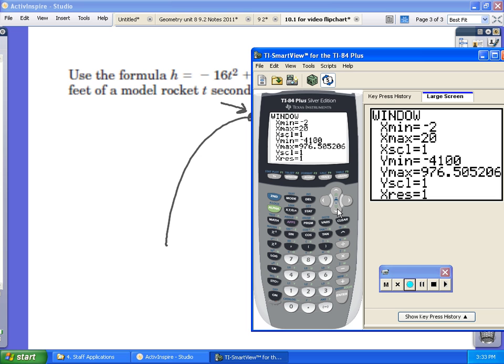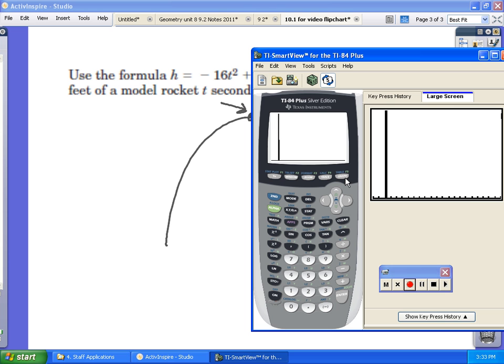Now for my y minimum, I don't need to see when the rocket is below the x-axis because that would be negative height. So I'm going to make that -5. And we'll make the y max 1,000. If I hit graph, let's see what it looks like. And that actually looks perfect. So what we want to see is, what is the maximum height, the vertex?